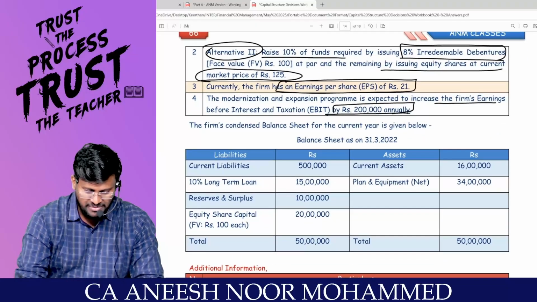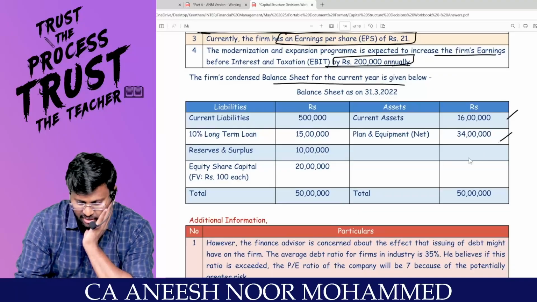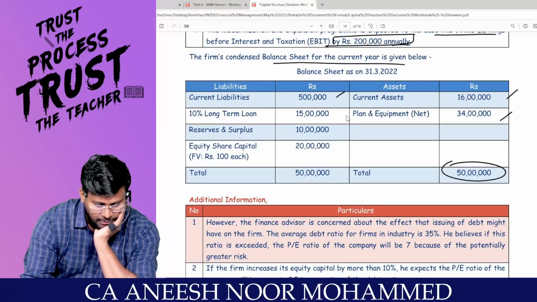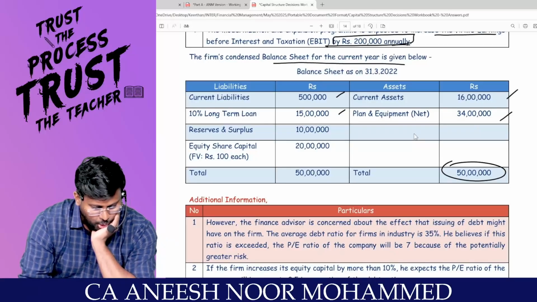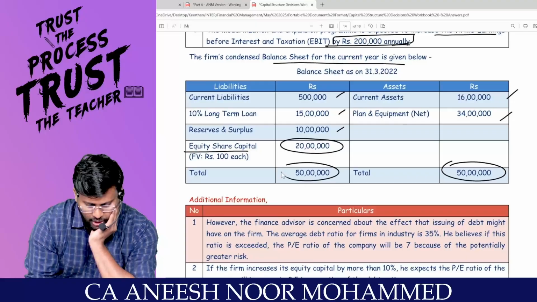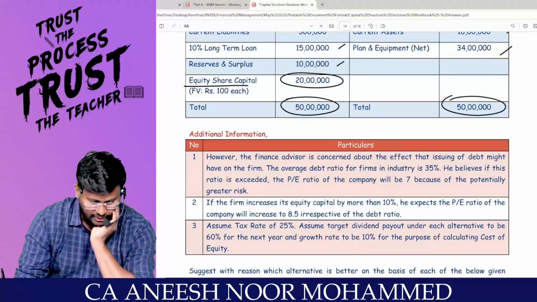The firm's condensed balance sheet for the current year is given below. Balance sheet. Current asset 16 lakh. Plant and equipment 34 lakh. Total 50 lakh. Current liability 5 lakh. 10% long term loan 15 lakh. Reserves and surplus 10 lakh. Equity share capital 20 lakh. Total 50 lakh. Additional information. No question. Okay, right.